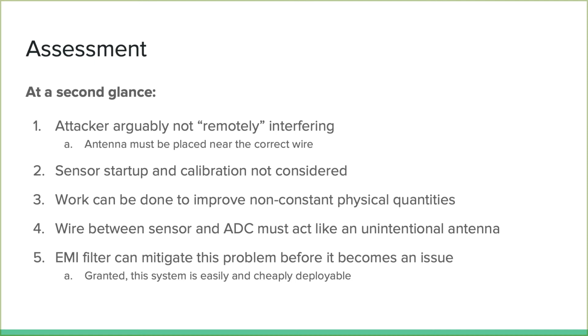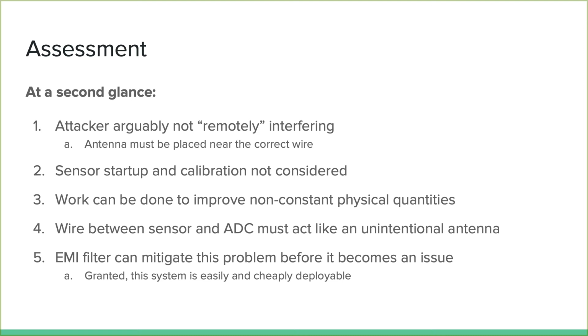After reading the paper, these are some notes I have at a second glance. Firstly, the paper mentions that they are arguably remotely interfering. However, in their experiments, the antenna was placed at a maximum of 10 centimeters away from the sensor. Being so close to it, it's arguable whether or not that's remotely interfering. You have to be very, very close. You have to almost take apart whatever appliance you're trying to do this with.